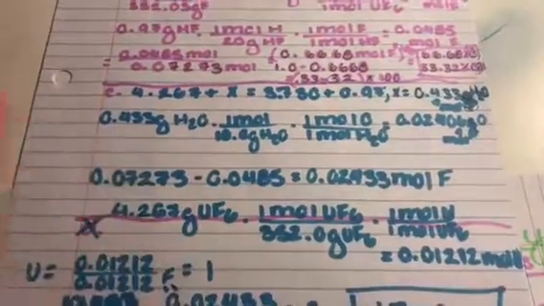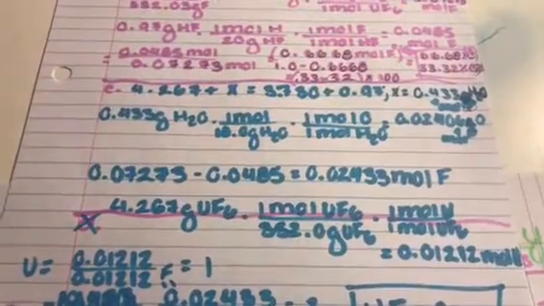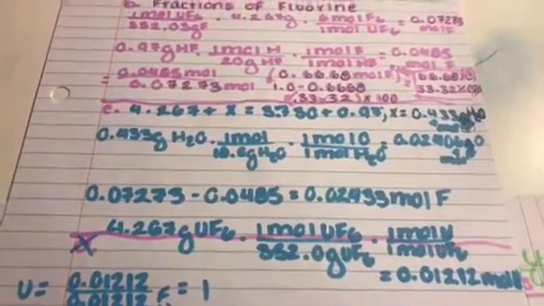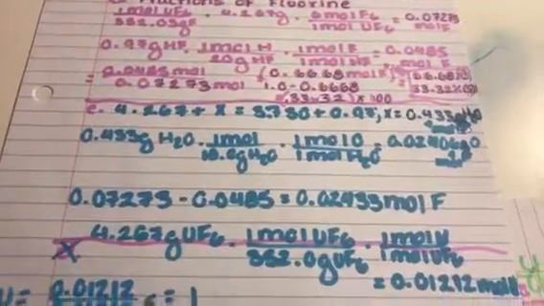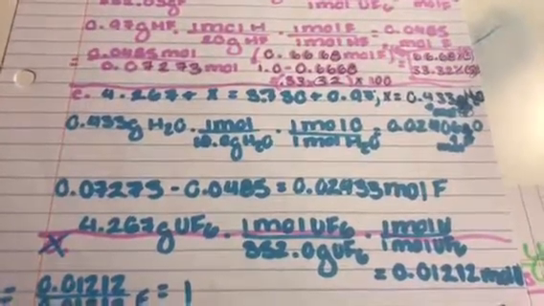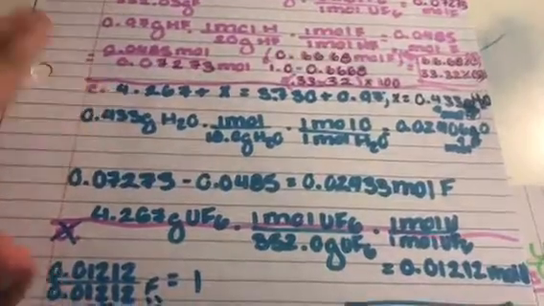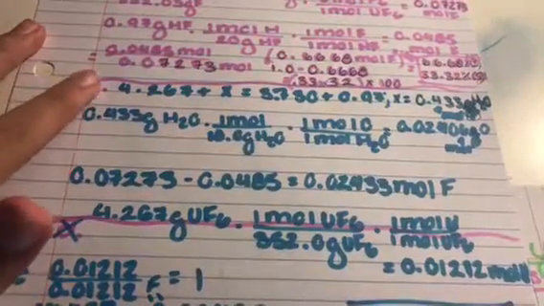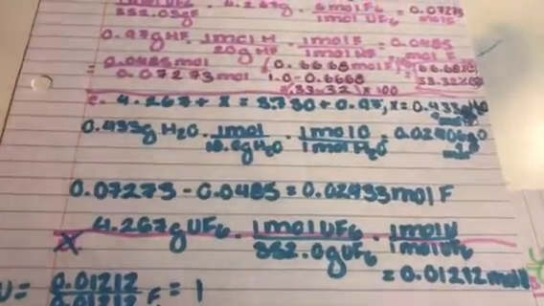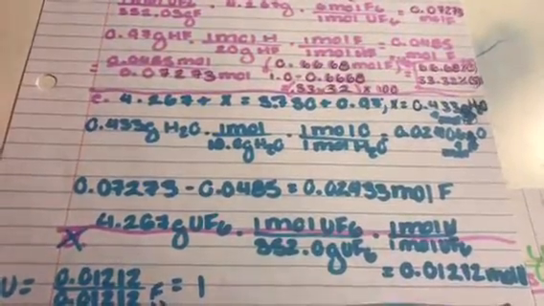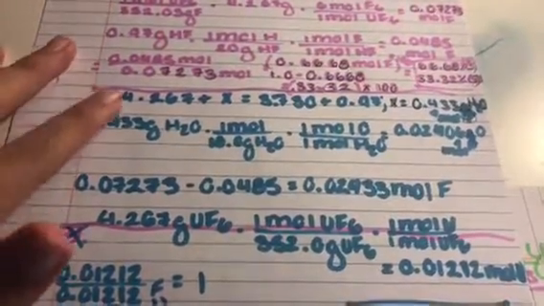Part C is asking for the formula of the precipitate. This is pretty much just going to be like finding the empirical formula of a compound. First I started off by finding the moles of water that we have in the solution, or the grams of water rather, I'm sorry.